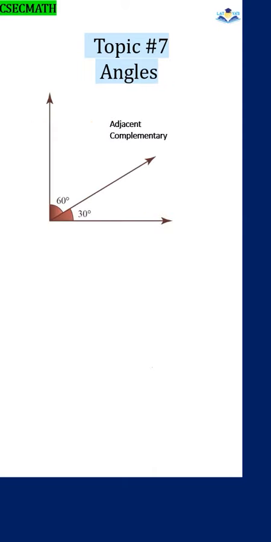Now let's look at this angle, for example. Here we have complementary angles. However, these complementary angles are also adjacent. That's because they share a common vertex and a common arm, and it's complementary because the sum of these angles adds up to 90 degrees.